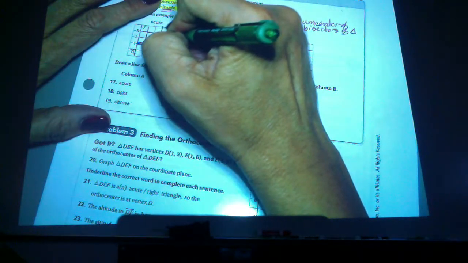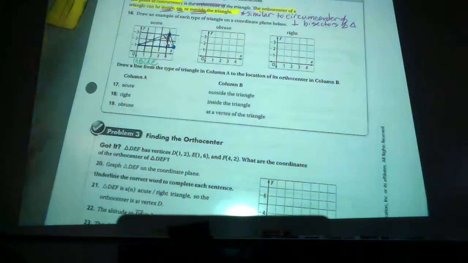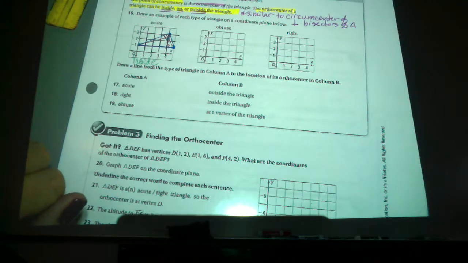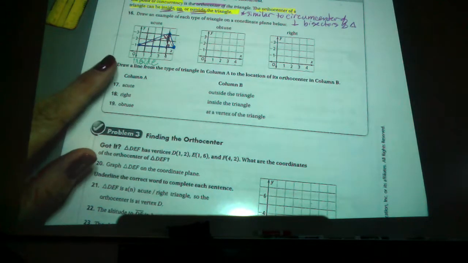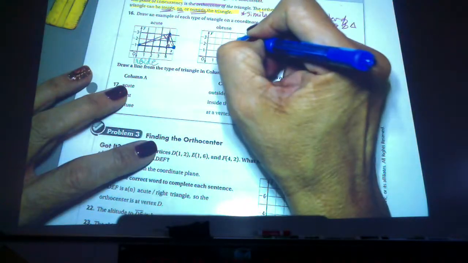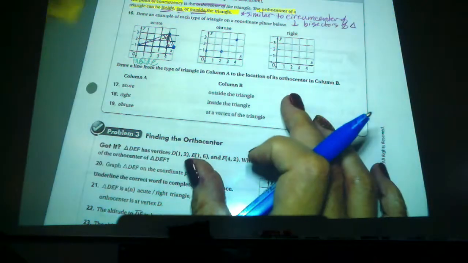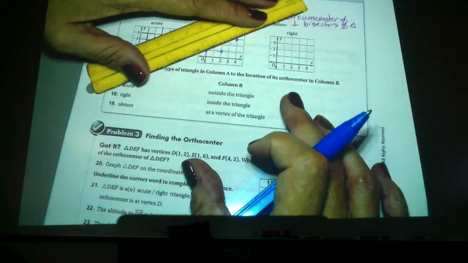And where do they meet? Inside, outside, or on the triangle? Don't they meet on the inside? So they meet on the inside for an acute triangle. Then we're going to draw an obtuse triangle. So you want one obtuse angle. And draw it exaggerated.